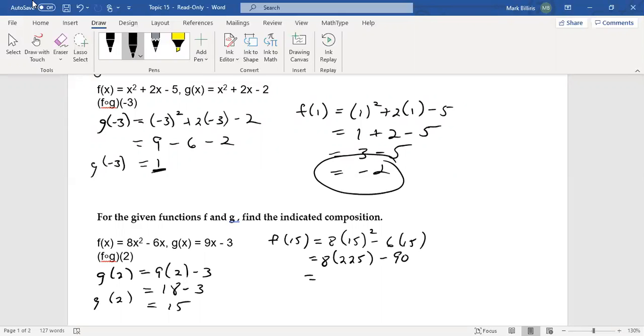So now we're going to multiply the 8 times the 225. That gives you 1800. So we have 1800 minus 90. And that gives us 1710. So our answer will be 1710. Work from right to left.